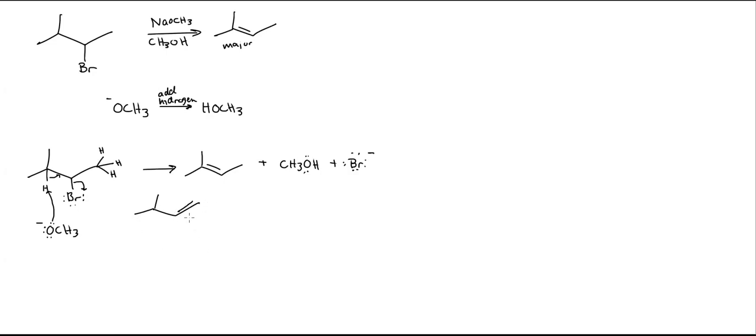So if I took this hydrogen, then these electrons would go on here to make a double bond and then bromine would leave. So I'd get a double bond here. Now let's take a look at these two. I have this one versus this one, all right? How do I know which one I form?